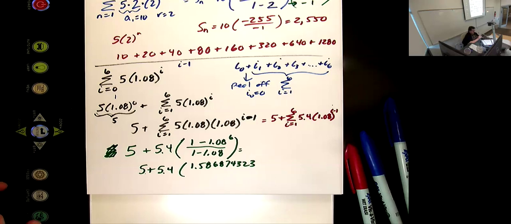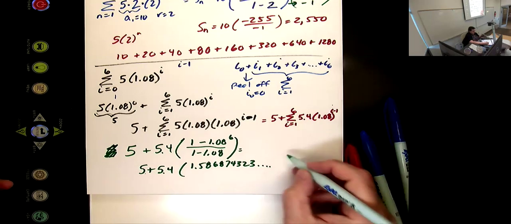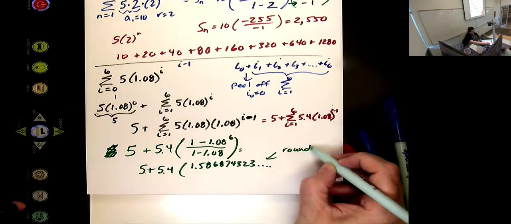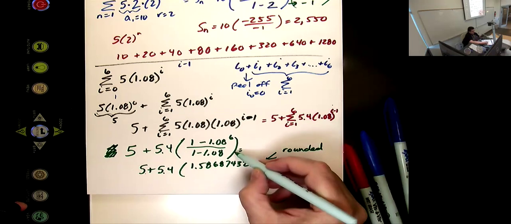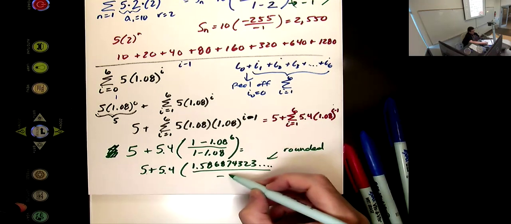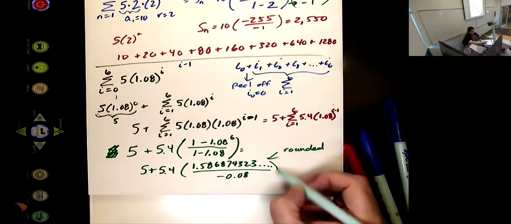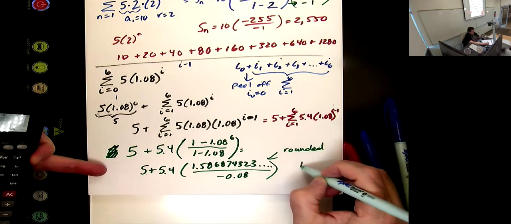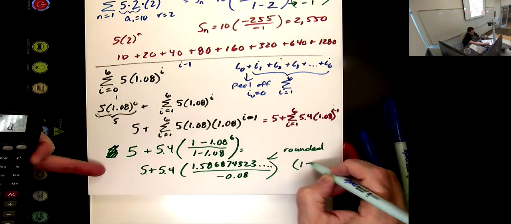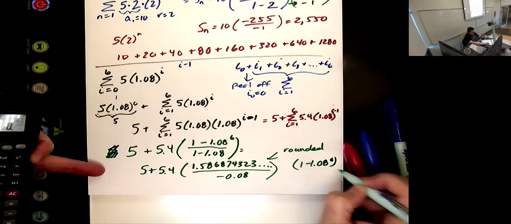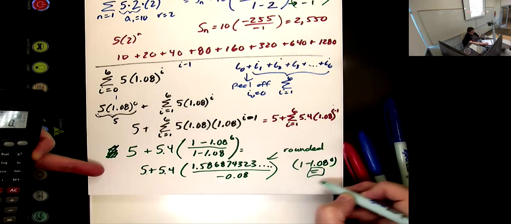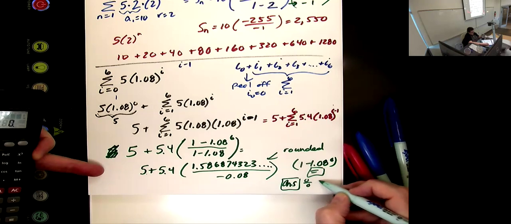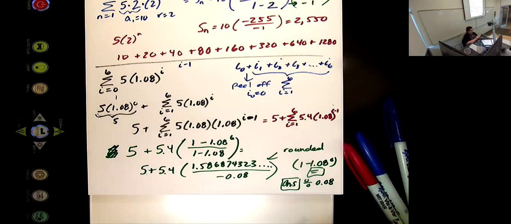And it's got more decimals, so this is rounded and I don't like it rounded, so I'm not going to do that. The bottom part I can get pretty easily without rounding: negative 0.08. So for the calculator portion, I'm going to do 1 minus 1.08 to the 6th power, hit the equal sign, and then do answer divided by 0.08, and then I'll switch the signs to deal with the negative.